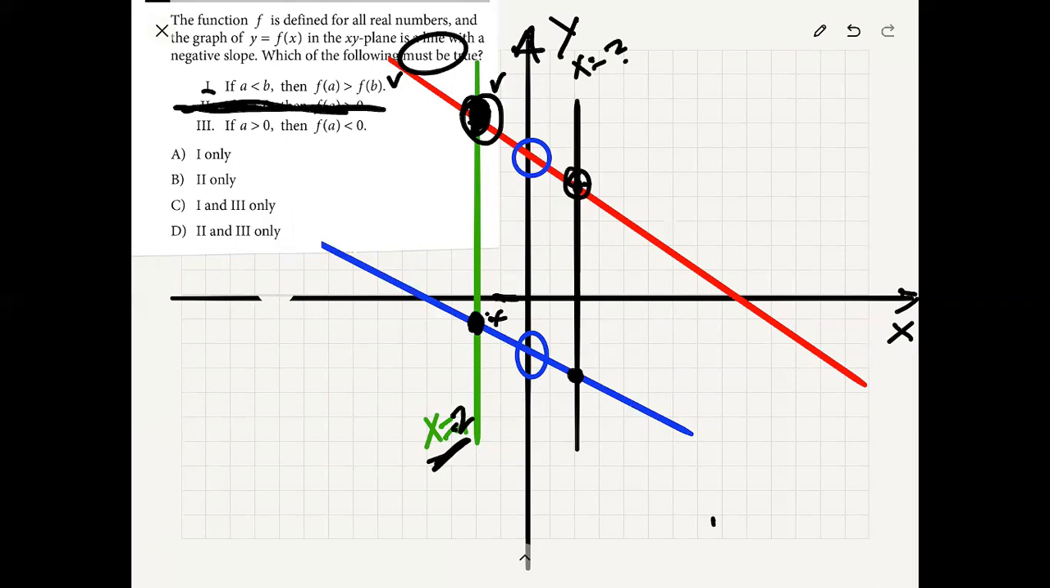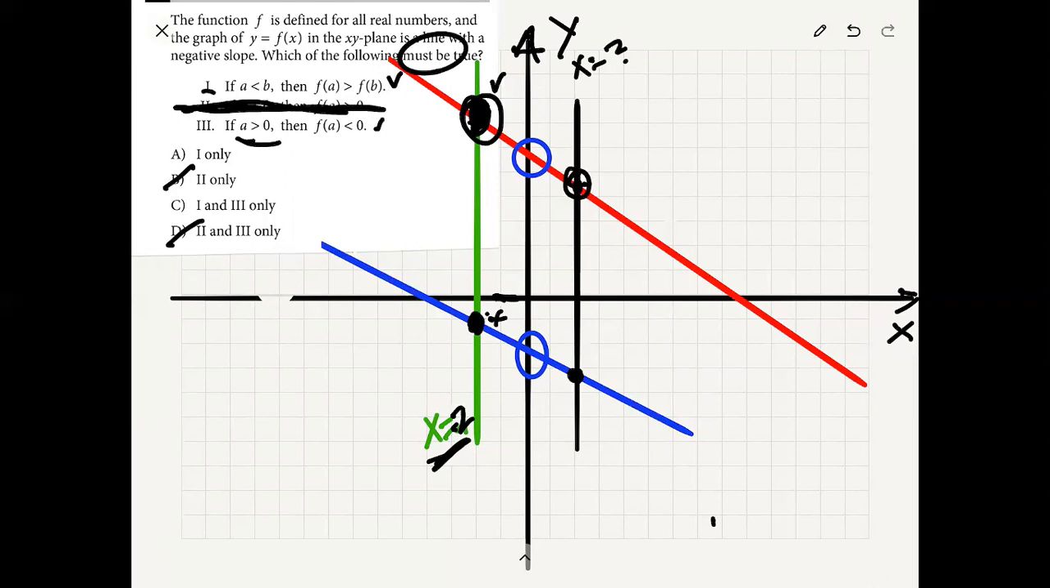So the other thing that we can do is anything that has 2 in it, we can eliminate. So we're down to 2 choices. It's either A or C. And what we also know, because A and C are the only ones left, is that 1 must be true. All right, so now let's do number 3. It says if A is greater than 0, then f of A must be less than 0.